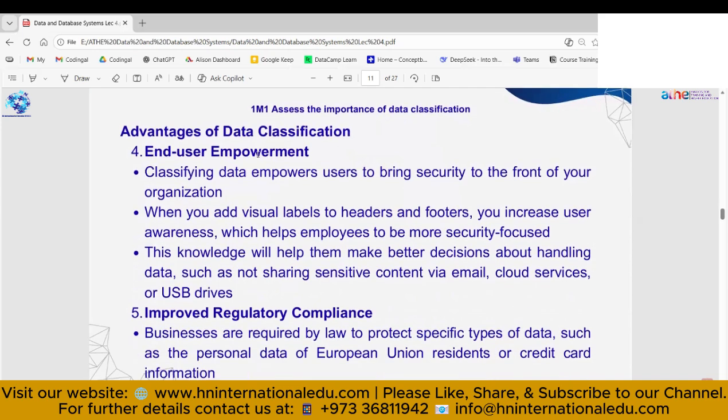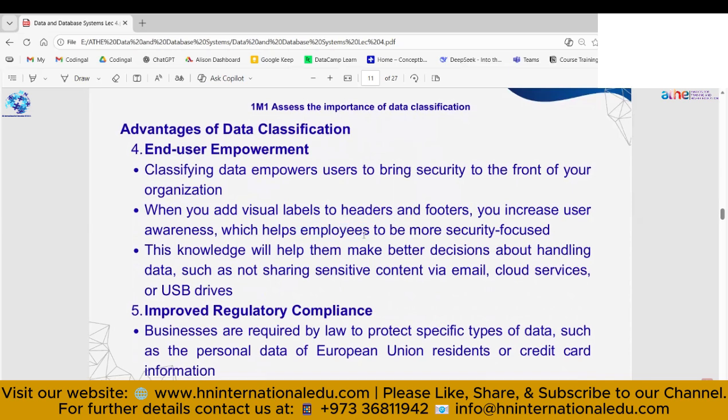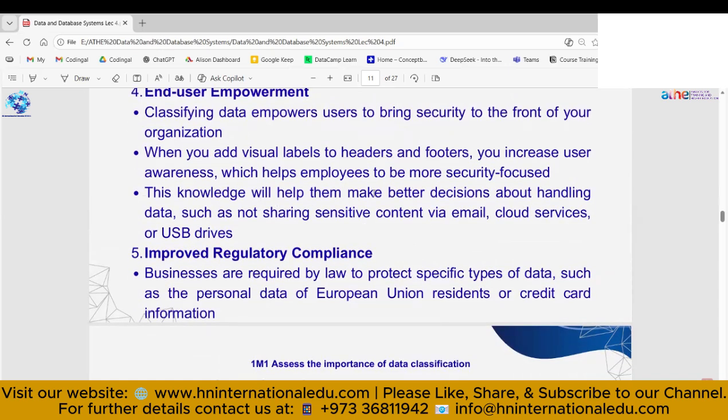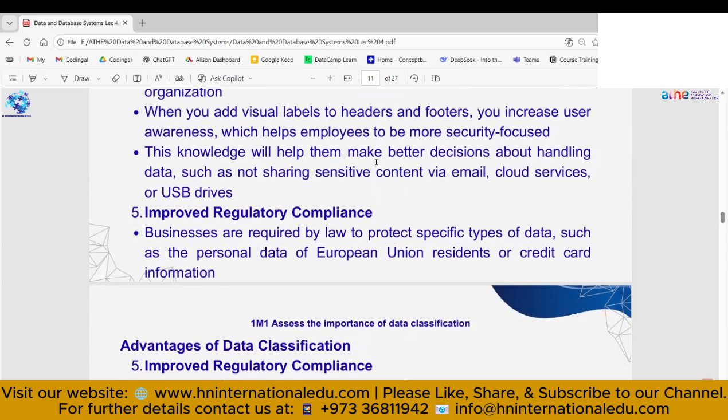And the next one is end user empowerment. That means classifying data empowers users to bring security to the front of your organization. When you add visual labels to headers and footers, you increase user awareness, which helps employees to be more security focused. All of this is related to the employees in an organization and how they should be aware of this fact. This knowledge will help them make better decisions about handling data, such as not sharing sensitive content via email, cloud services or USB drives, because that can be hacked. Anyone can just get into the system and take that.